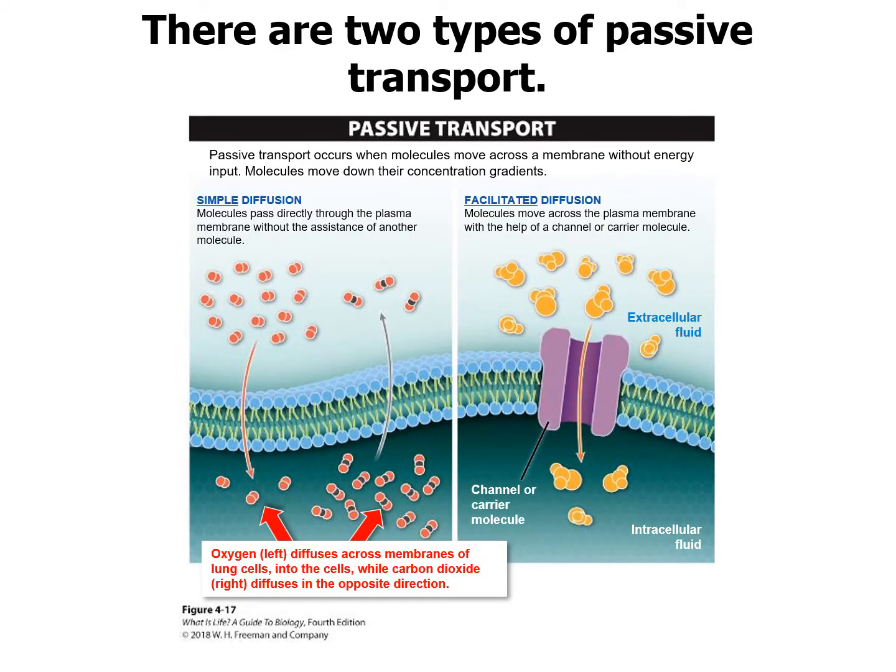There are two types of passive transport. The first is simple diffusion, and the second is facilitated diffusion. Simple diffusion is where molecules pass directly through the plasma membrane without the assistance of another molecule. And facilitated diffusion is where molecules move across the plasma membrane with the help of a channel or a carrier molecule.